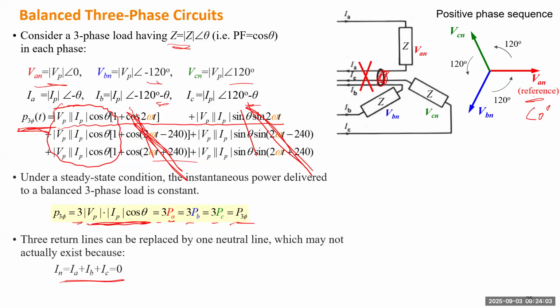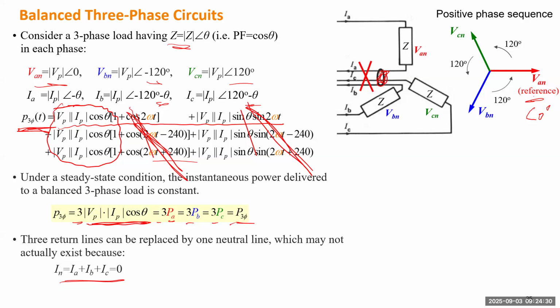But another way to explain it is you treat this cosine angle as the real part of a complex number. This is the imaginary part of a complex number. This is just magnitude, right? This is like the imaginary part of some complex number. This is the real part of a complex number, but lagging the first complex number by 240 degrees. This is lagging by 240 degrees.